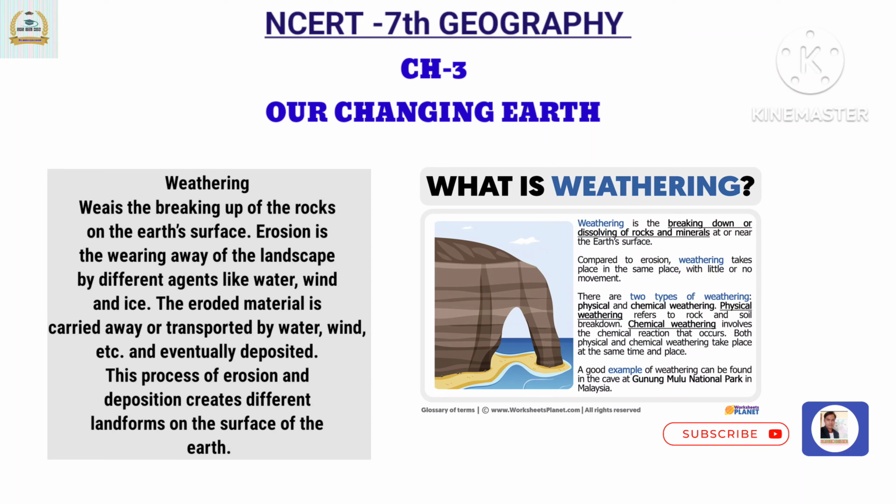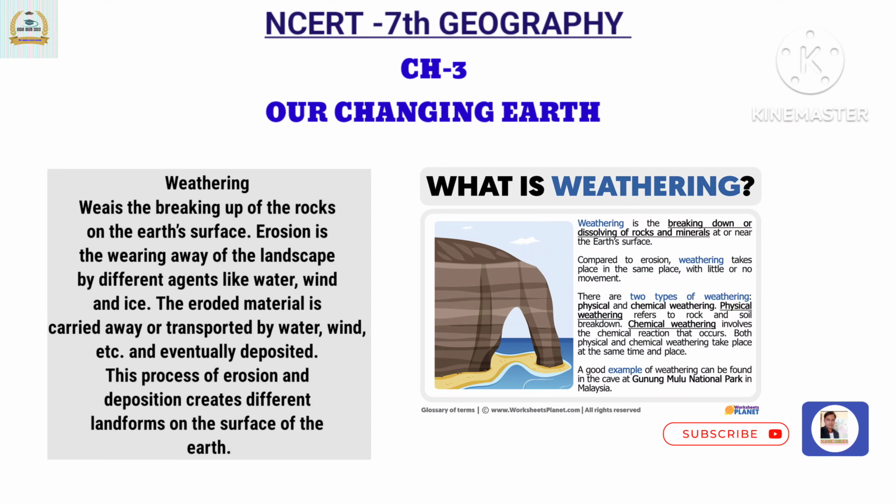Erosion is the wearing away of the landscape by different agents like water, wind and ice. The eroded material is carried away, or transported, by water and wind, and eventually deposited. This process of erosion and deposition creates the different landforms on the surface of the earth.